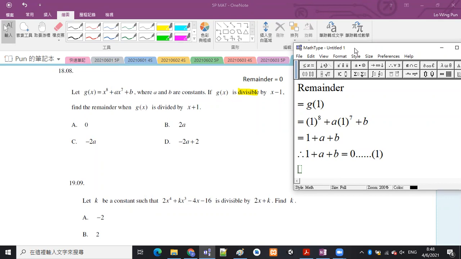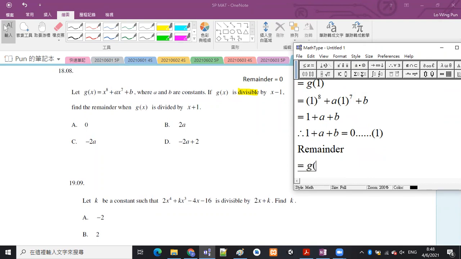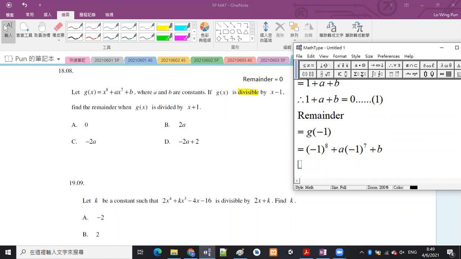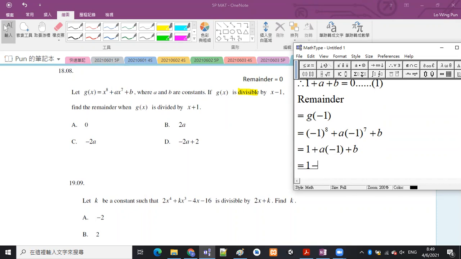Find the remainder when g(x) is divided by x plus 1. Okay, I want to find the remainder. So the remainder again is calculated by g of a number. Can you tell me what number should I put in the bracket this time? -1. Yes, good. Because it is divided by x plus 1, the number inside the bracket should be -1. And then we have the formula, so we can really calculate g(-1). Should be like this, a times -1 to the power 7 plus b. If it is a pure number, then you may use the calculator to help you. -1 to the power 8 is just +1. And then plus a times -1 plus b, or just 1 minus a plus b.